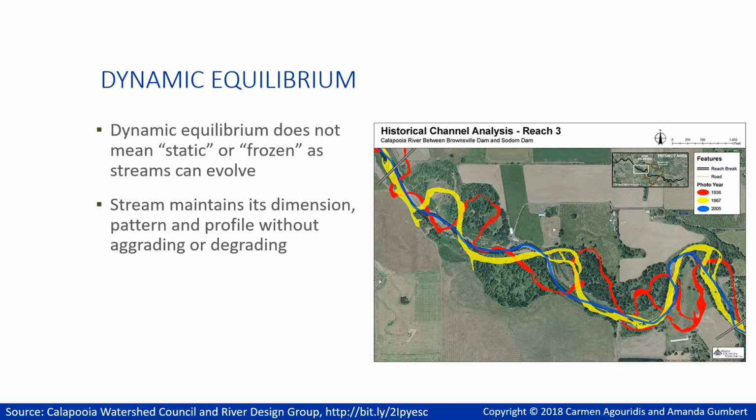In the photo on the right, a stream is depicted in patterns showing 1936 in red, 1967 in yellow, and 2005 in blue. The image was developed by the River Design Group. Over the years, the stream has experienced a loss of sinuosity as meander bends were removed. The removal of meander bends produces a steeper stream, meaning shear stress increases and hence erosion increases.